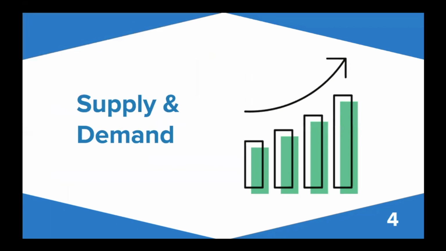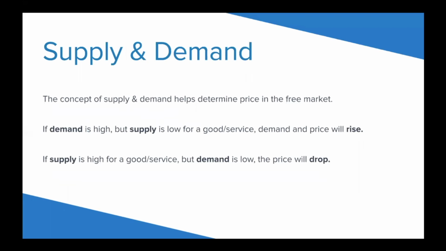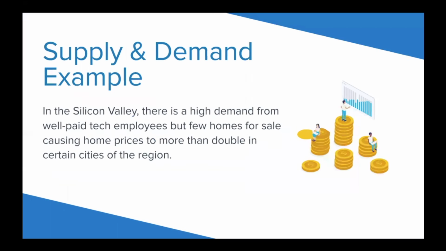Moving on, I'll talk about supply and demand. The concept of supply and demand helps determine the price in the free market. If demand is high but supply is low for a good or service, demand and price will rise. If supply is high for a good or service but demand is low, the price will drop. In the next slide, I will be going over an example. This example explains when there's low supply and high demand.